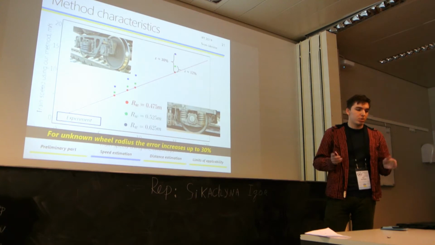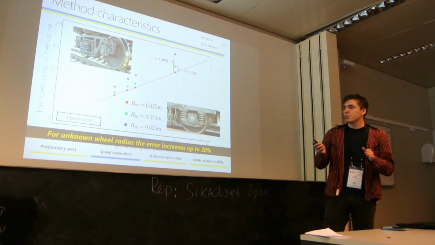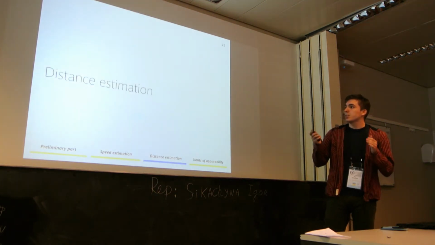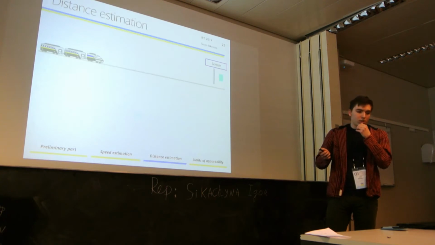So now we can determine the speed of the approaching train. Now we'll come to another problem. We need to estimate the distance, and this problem is much more complicated.